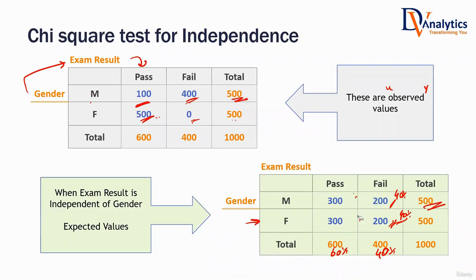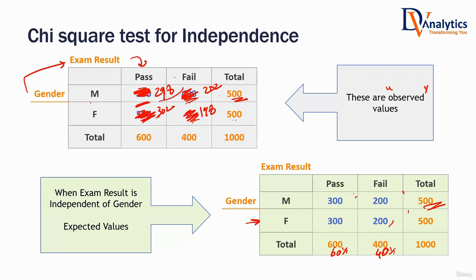So what I'm saying is, if they are independent, the values should be somewhat like this. Imagine these are not the numbers. Imagine here it is around 298 of male have passed, around 202 male have failed, 302 female have passed, and this is 198. If these are the numbers, what do you think? Are they independent or dependent? Does passing or failing depend on the gender, or is it independent? Independent.